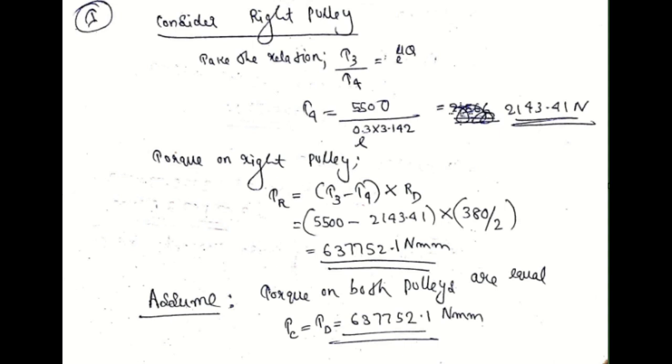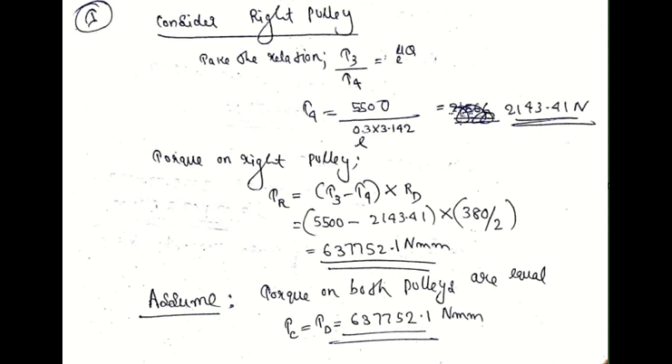So T_R is equal to T3 minus T4 into the radius of that pulley. Since we are considering the right pulley, that's R_D. So that's a way to find the torque on a pulley itself. Torque is basically force into the perpendicular distance along the axis. That force is created due to the tension difference here, that's why T3 minus T4. So we know the torque on the right pulley.